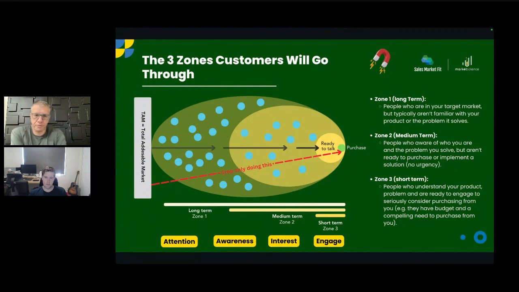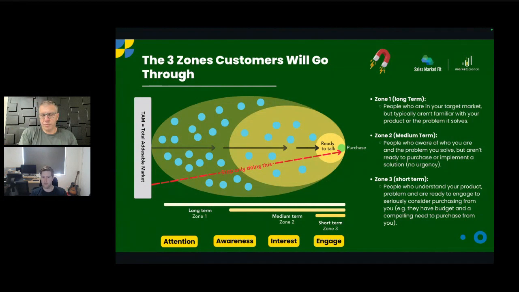You've got, so in zone 1, people who are in the target market, and they aren't typically familiar with the product. So people don't know what they don't know. So they don't even know, maybe there's a problem you solve they haven't thought of. They may have it, but they haven't thought of it. Maybe there's awareness of what you're doing. Maybe there's topics they need to learn first before it's worthwhile. Maybe they don't understand the problem enough.